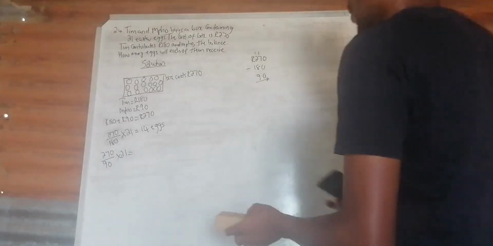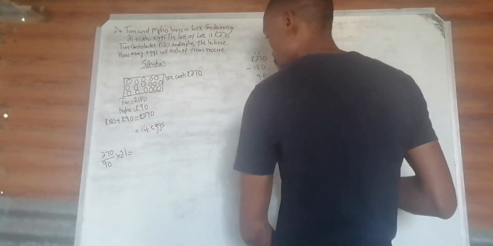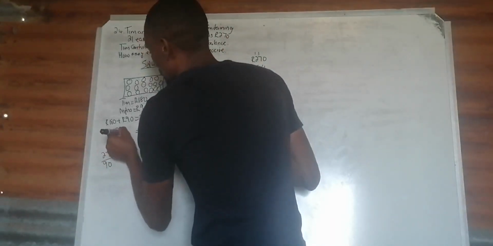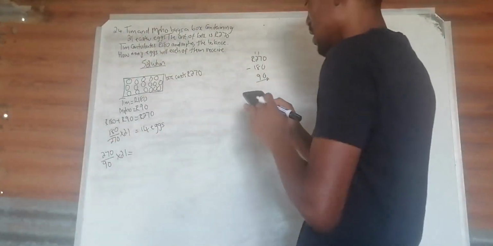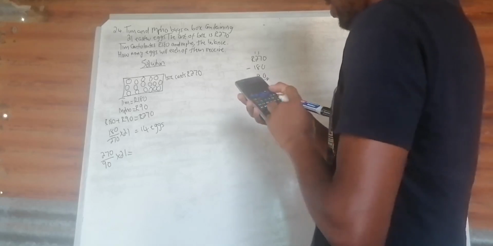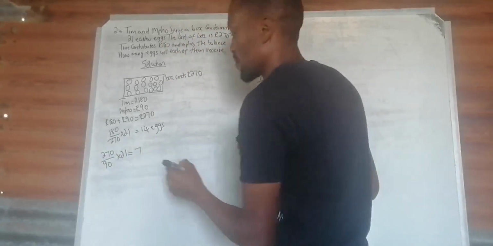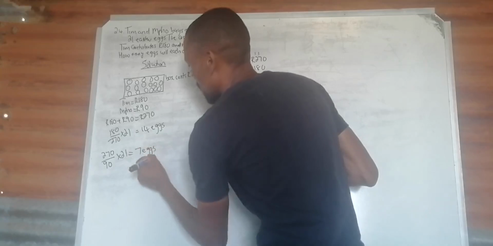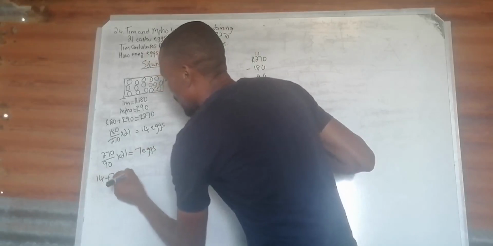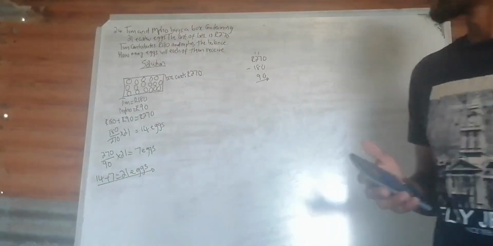180 divided by 270 multiplied by 21, you have 14. Then the one who contributed 90: 90 divided by 270, you have 7. So it is 14 plus 7, it is 21. Focus.